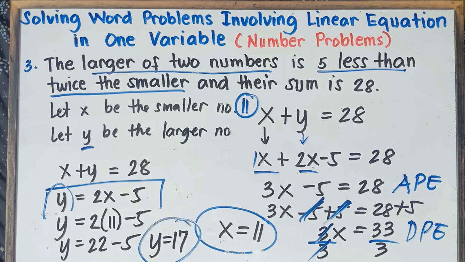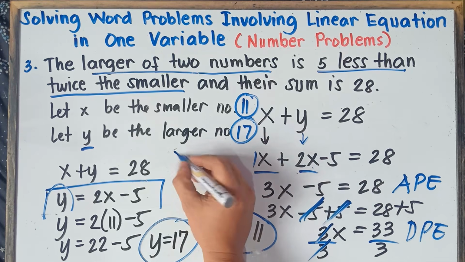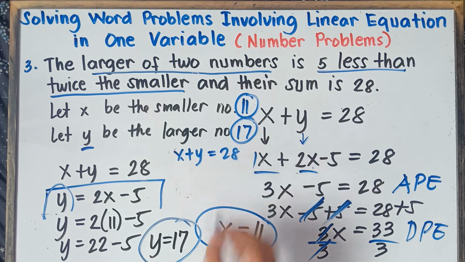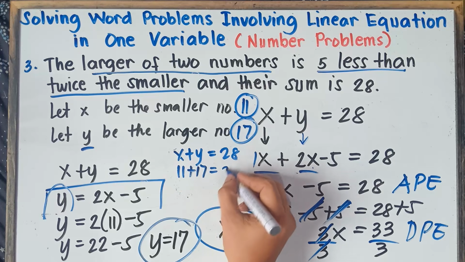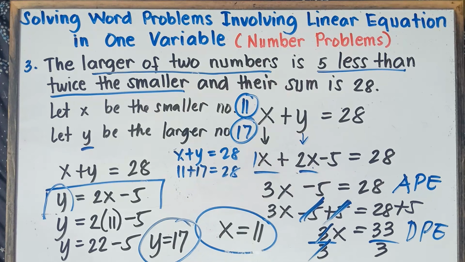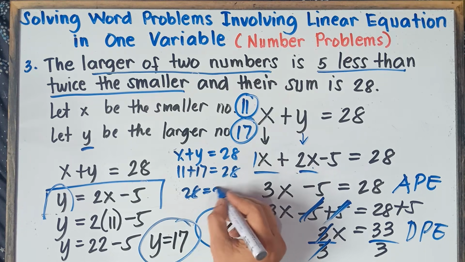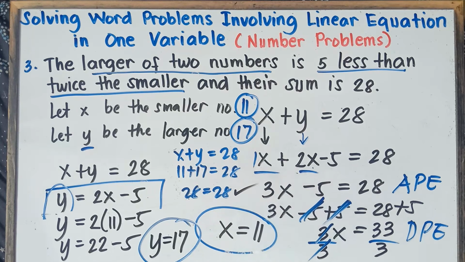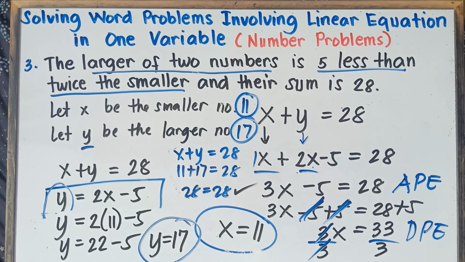That's it, class. Our smaller number is 11. Our larger number is 17. If you add the smaller number and the larger number, x plus y equals 28. Our smaller number is 11 and our larger number is 17. 11 plus 17, class, is it 28? Yup, that is 28 equals 28. Correct. Therefore, class, our answer is correct. The smaller number is 11. The larger number is 17. All set, class.